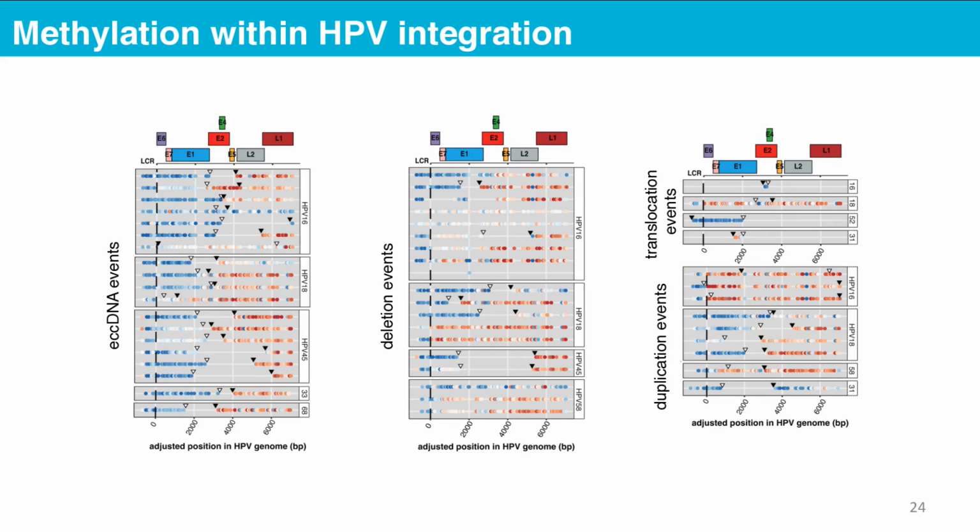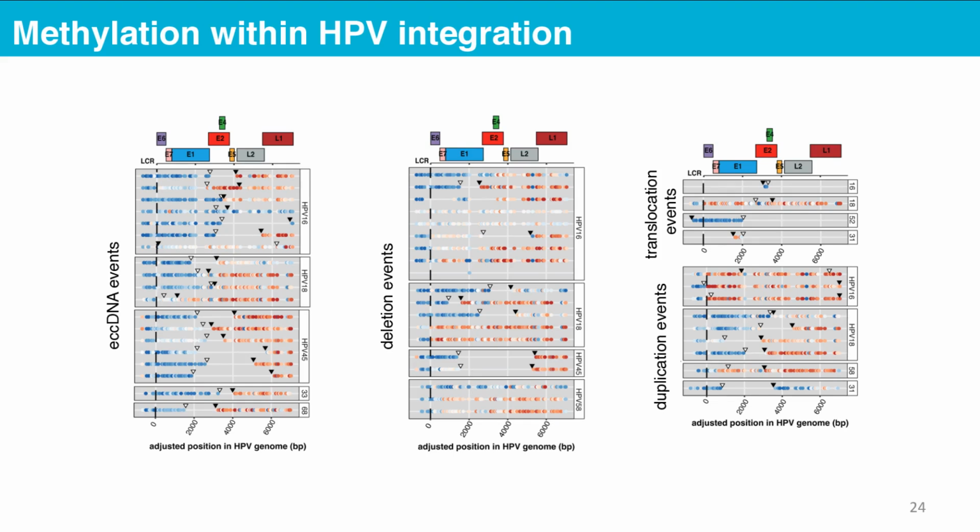And you can see that it's invariably unmethylated across all the events. So it seems like it's an important regulatory region to keep unmethylated. But the genic region, so all the CpGs that are within these genes after the LCR, can have a bit more variability in their methylation. So eccDNA events seem to have the most consistency.